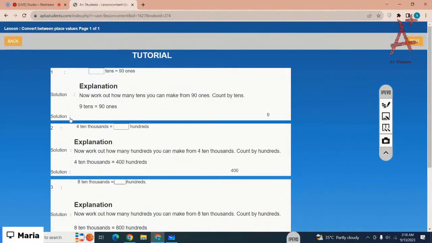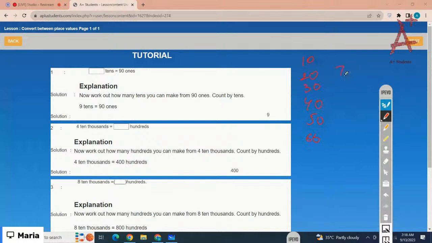How many tens equal 90 ones? Which is the correct option? You have 90 ones, that means you have to count by 10 until 90. So how many tens do you have? When you count till 90, you have 10, 20, 30, 40, 50, 60, 70, 80, and 90. How many tens? 1, 2, 3, 4, 5, 6, 7, 8, and 9, right? So until 90, you have 9 tens. The correct option is 9 tens.